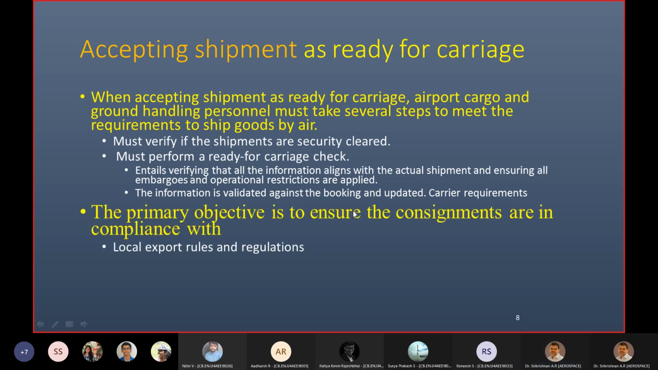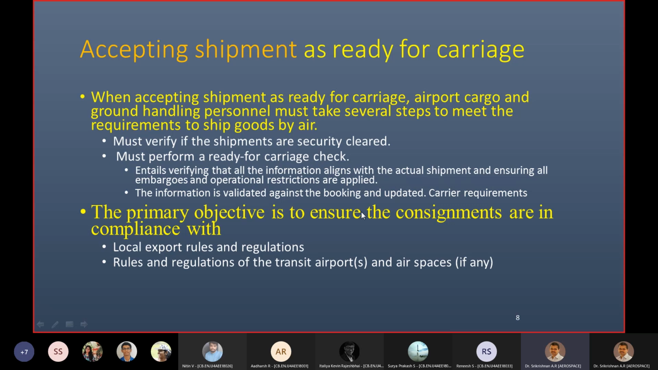So this entire process, right from examining the contents, verifying and ensuring there are no objectionable materials, is to be done with the primary objective of ensuring that the consignments are in compliance with the local rules and regulations. That is important. Now, it says local export rules here, but it need not always be an export. For example, Mumbai to Chennai is not an export.